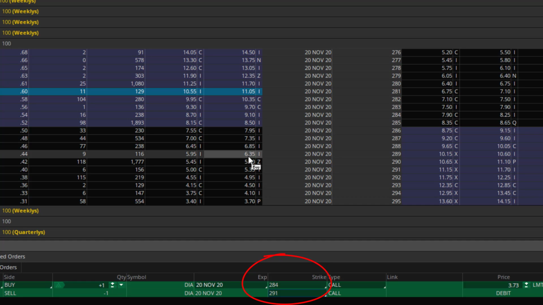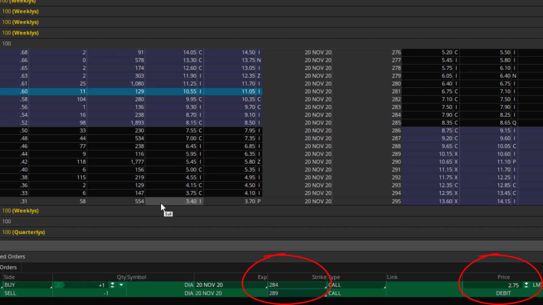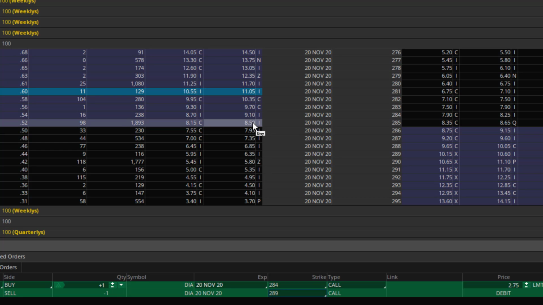I just did a delta 60-40 as an example, but if we say, okay, we're going to sell the 289, let's drop that down. Now the cost of this spread is only going to be $275. And again, you can pull this down even more. If you just want to do a $1 strike spread, let's call it the 285, 286. There we go, 285, 286. You can get this spread for 60 cents.